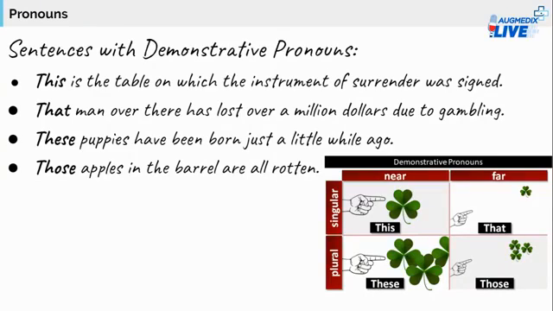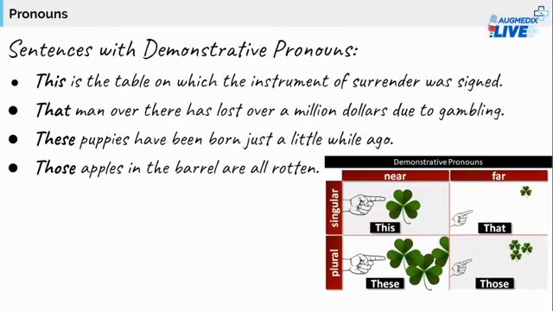And if you have multiple things right in front of you and you want to indicate towards them, you say these, right? And if some things, as in plural, are far away from you and you want to indicate towards them, you say those. Okay?